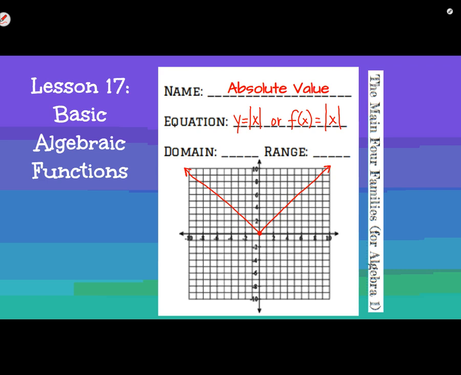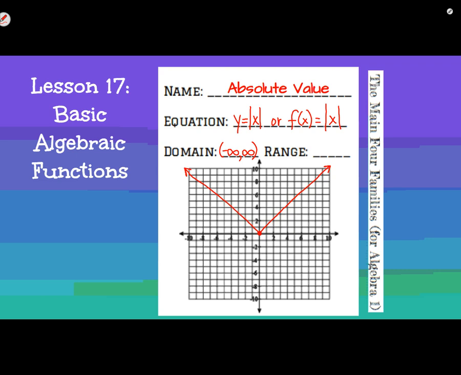All right, domain. How far left? Well, it can go to negative infinity, comma. How far right? It goes to positive infinity, and there are parentheses around each one. Now, this one's different for the range, but domain for every absolute value function is negative infinity to positive infinity.